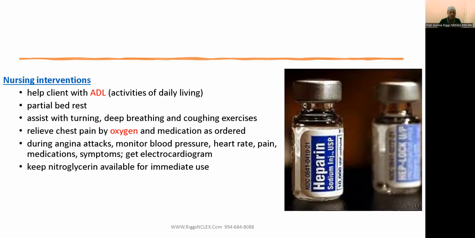So during their angina attacks, we're monitoring their blood pressure. You kind of already know this stuff. We're monitoring their heart rate, their pain level. Pain exhausts the heart. You're going to see in a moment. They're always on an ECG, always. And the nitroglycerin is right there, with immediate availability. Okay, so those are some of the nursing interventions.